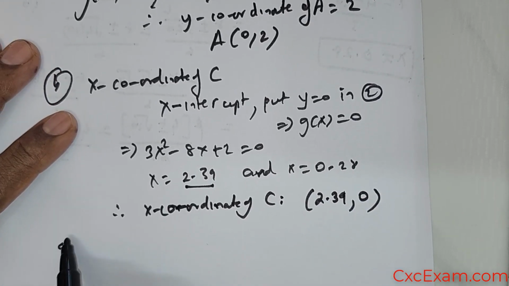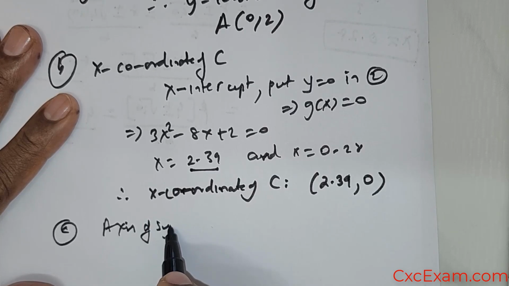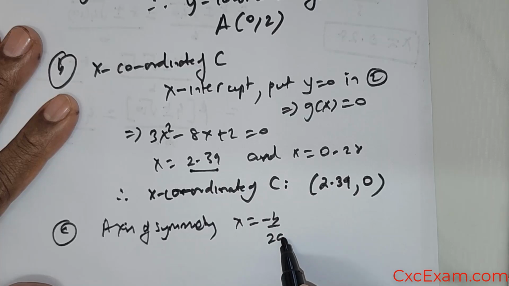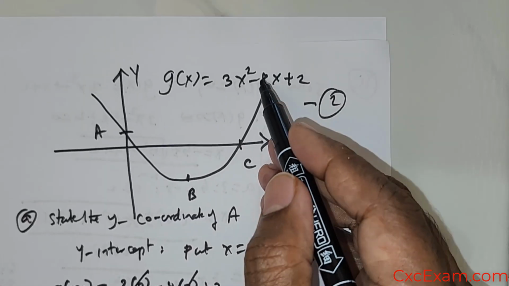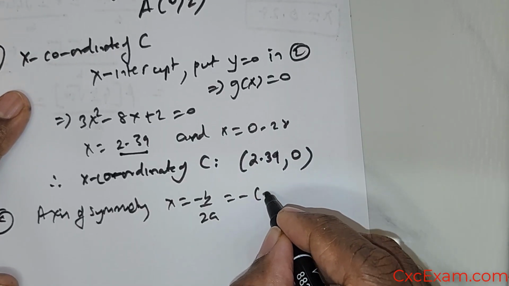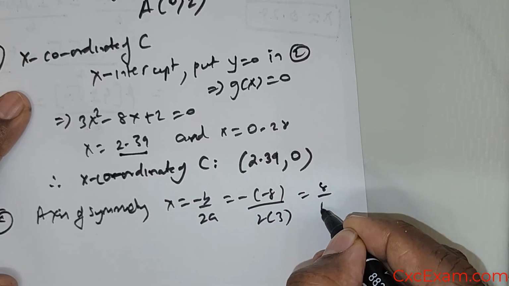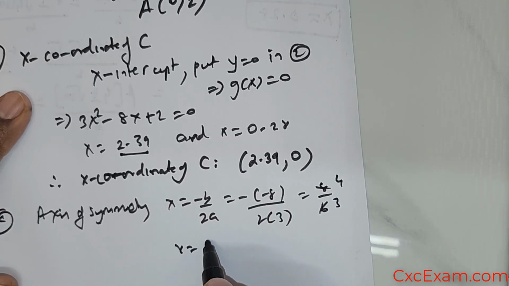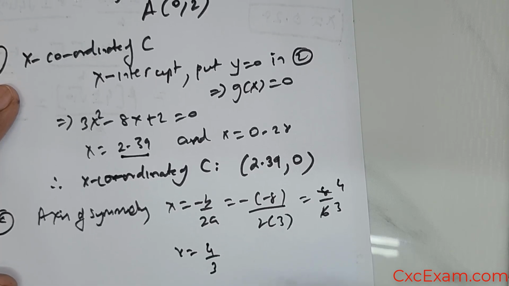Now we have to get the coordinate for B. For that I want to get the axis of symmetry. So x is equal to negative b over 2 times a. This is the axis of symmetry. Negative b is negative 8 divided by 2 times a, which is 3. So this is 8 over 6. 2 divides here 4 times, 2 divides here 3 times. So x is equal to 4 over 3 is the axis of symmetry.